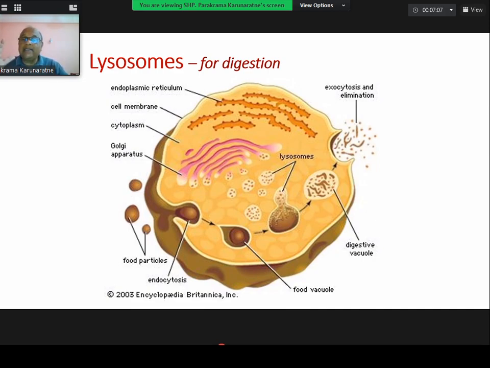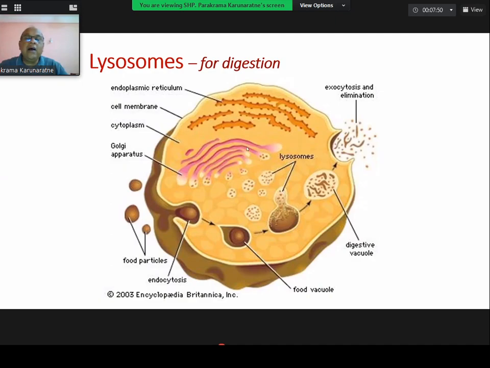So if they burst, what will happen? If the lysosomes burst, the cell will digest itself because it has lots of digestive enzymes. Lysosomes are like little bombs inside the cell. If they burst, the whole cell will die. So they are surrounded by a special type of layer so that there is no leak. If they leak digestive enzymes, the cell will digest itself.